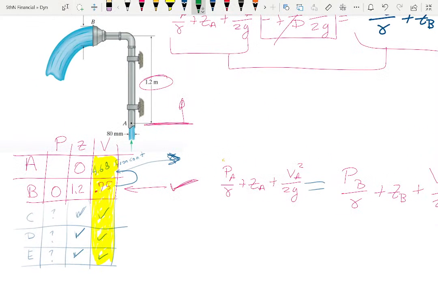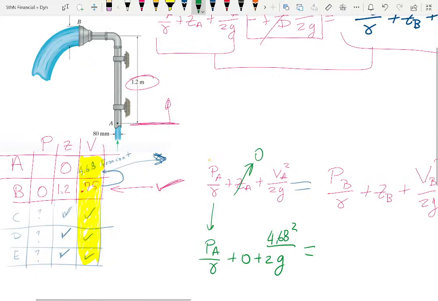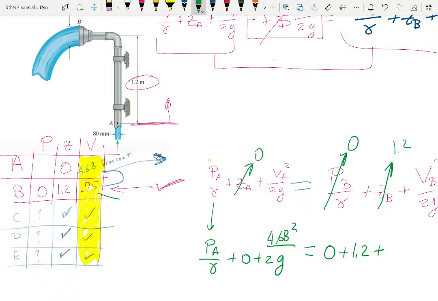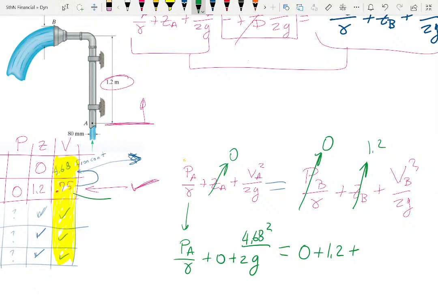So, looking over here, ZA, I know that one's going to be 0. PA, that's one of the ones I'm looking for. So PA over gamma plus 0. What is VA? VA is 4.68 squared over 2 times G, and I'll fill in G later. Pressure at B is 0, that's good. That is B, that's 1.2. So 0 plus 1.2 plus VB, which is that one, 0.75 squared over 2G.